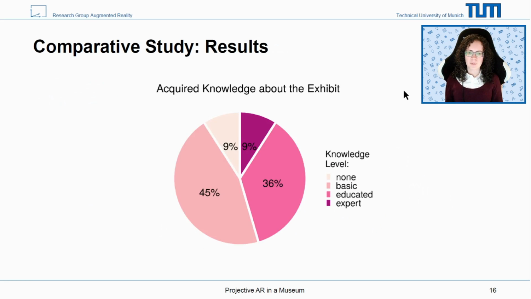Okay, when we now look at the results from just the group using the application, we can see an improvement over the prototype. This time most participants gained at least a basic understanding about the historical background of the tombstone. What we did here is we discretized the number of correctly answered questions into 4 levels. For example, basic means that the participant could answer 1 to 2 questions correctly, or expert means that 5 to 6 correct answers were given.